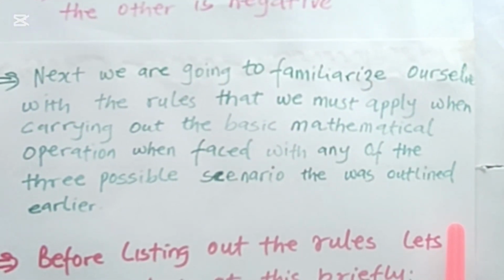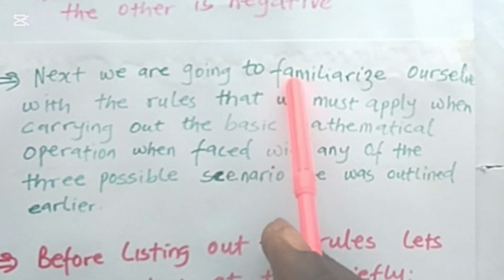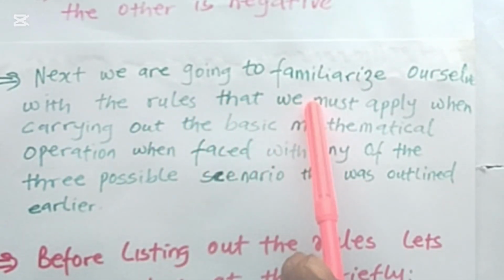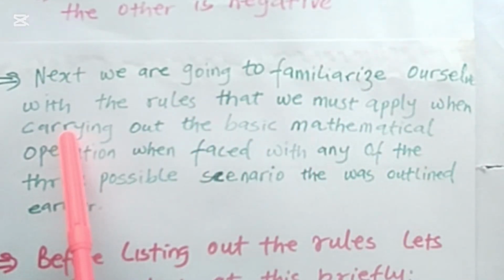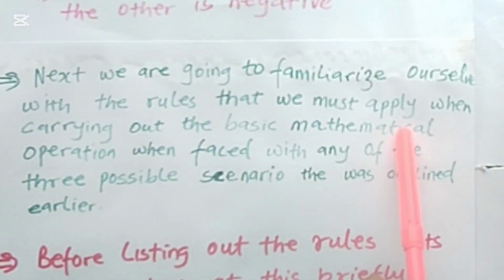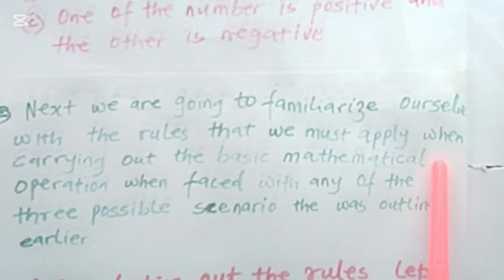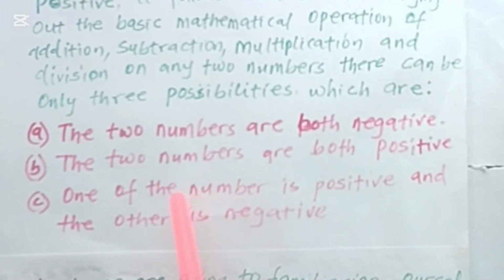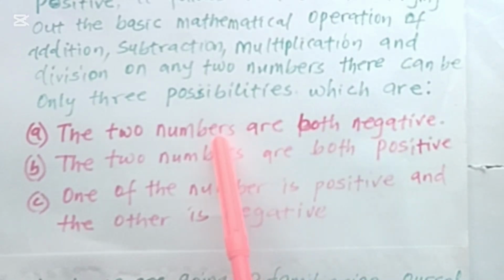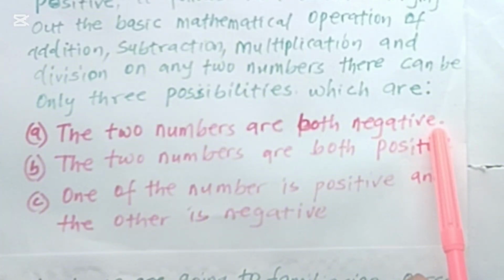So we'll go to the next stage. Next, we are going to familiarize ourselves with the rules that we must apply when carrying out the basic mathematical operations when faced with any of the three possible scenarios that were outlined earlier. What this simply means is that there are rules that govern, for instance, when you want to multiply, divide, subtract, and add two negative numbers. There are rules that apply to it.